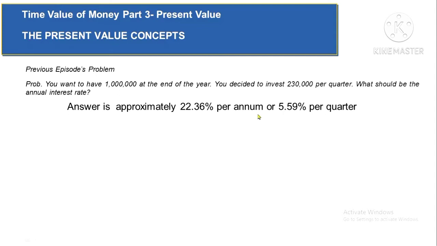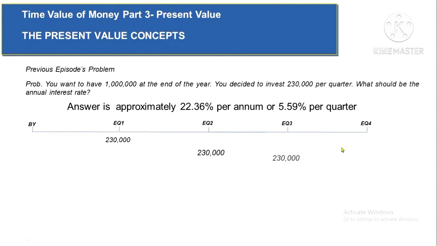So I have proof here, but I'm going to trust you with the solution. So you're in charge with the solution. Anyways, here is the timeline analysis. Based on the problem, you are to invest 230,000 here, and here, and here, and lastly, here at the end of quarter 4. Now, if you sum this up, it is only 920,000 and we need to have 1 million at the end of the year. So what should be the growth rate?